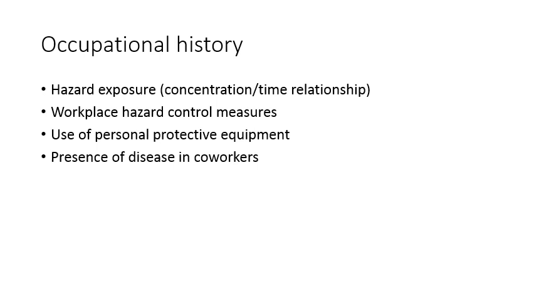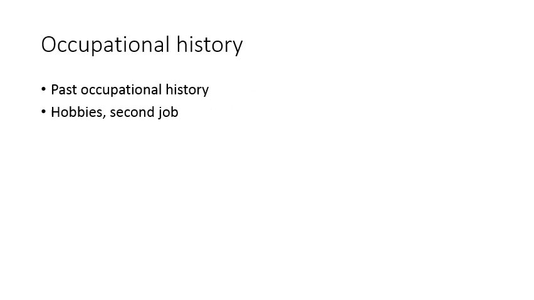You should also explore the availability of control measures, use of personal protective equipment, and the presence of similar diseases among the coworkers. Occupational history should also include asking the patient's past occupational history, hobbies, and whether he has a second job or not. It is important as the presence of previous exposure or exposure outside the current workplace might have contributed to the worker's health disorders. It is also useful to determine whether the health disorder is directly related to the current work environment or not.